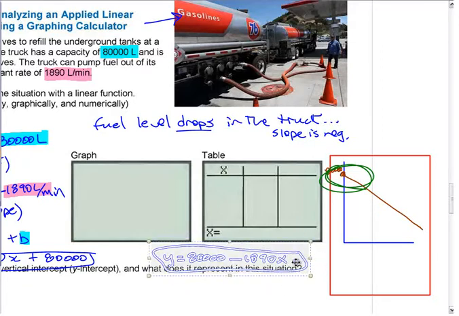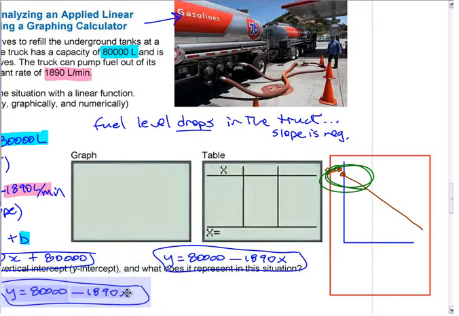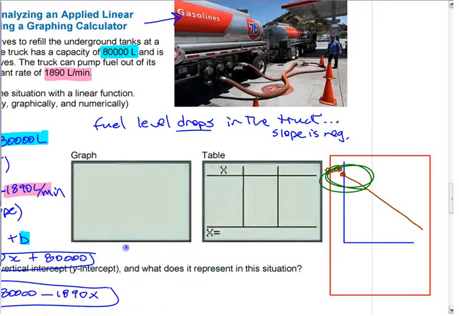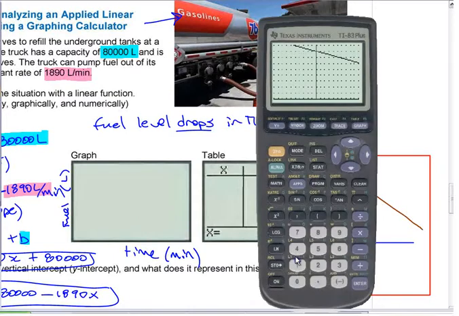What does x represent? It is minutes, right? It's time in minutes. What's the vertical? Fuel in liters, right? If you're setting this up, do I want negative amounts of fuel or negative times? Can I have negative x values? No, you don't want negative values here.